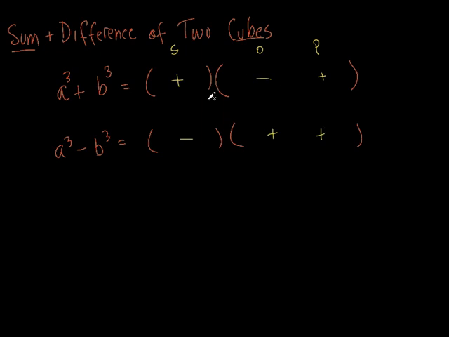Now some people say they memorize plus minus plus or minus plus plus. I never ever could remember it that way. So I just remember same, opposite, positive. This is the same sign. The second one is the opposite sign. And the last one is always positive, no matter what. Okay? So just remember, same, opposite, positive.